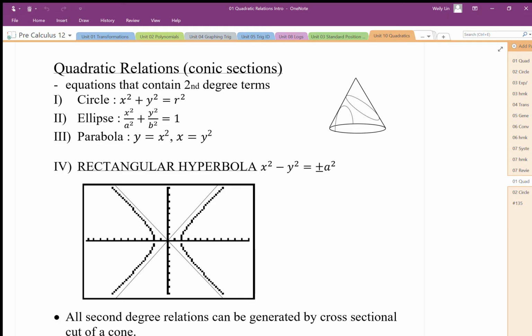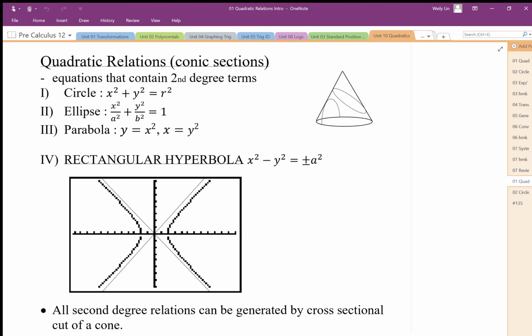So we're going to start looking at quadratic relations, or what we call conic sections. Quadratic relations are essentially anything that contains a second degree term, or a power 2. And they all happen to be generated from this cone here. So these are actually sections of this cone.